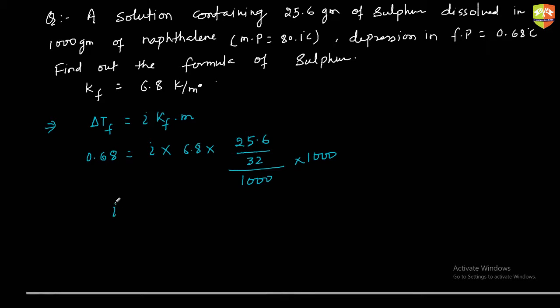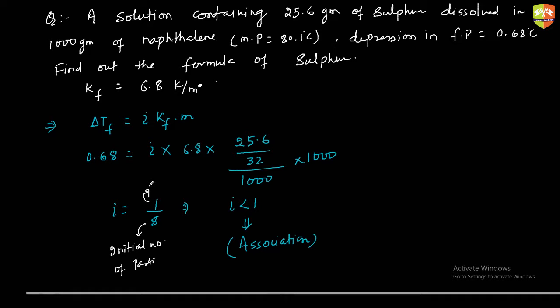So when you solve this, you'll get i is equal to 1 by 8, which means i is less than 1, which is the case of association. And this thing in the denominator gives you the initial number of particles, and this gives the number of particles after association, which is 1. This means 8 sulfur atoms combine and form one molecule. So that's why the molecular formula of sulfur that we get in the solution is S8.